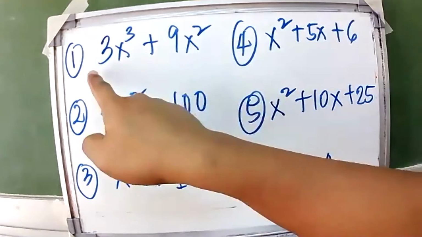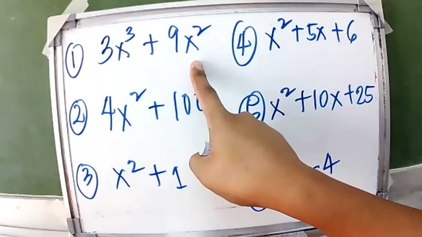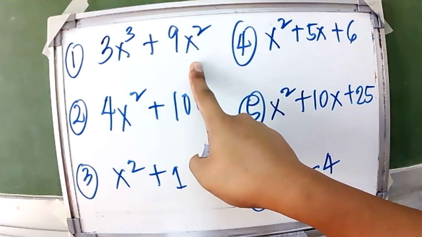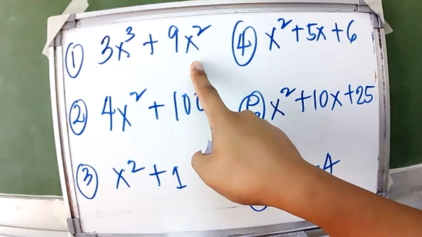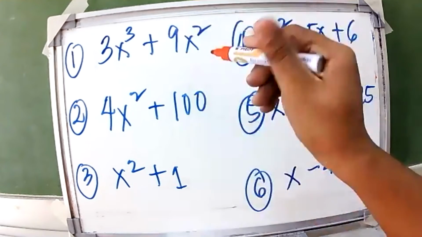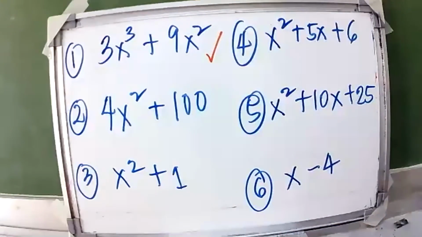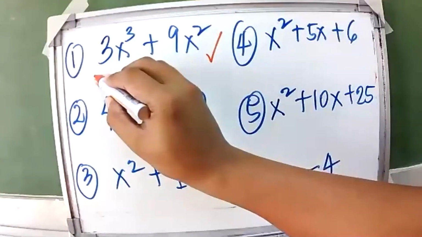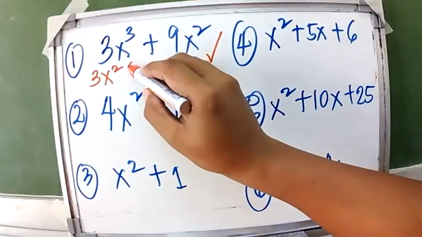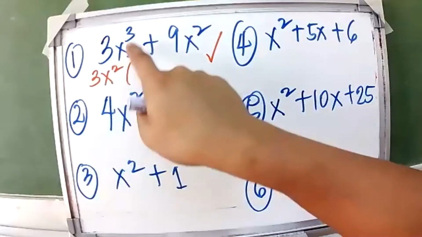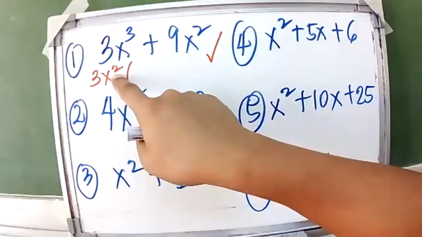Number 1, is it still factorable? Yes, by what? By 3x squared. They are factorable by 3x squared, and that is what we call the common monomial factor. Check number 1. If we factor this, that's 3x squared. Because 3 and 9 are divisible by 3, and for x cubed and x squared, get the smaller exponent.